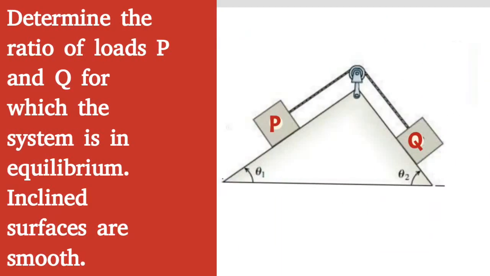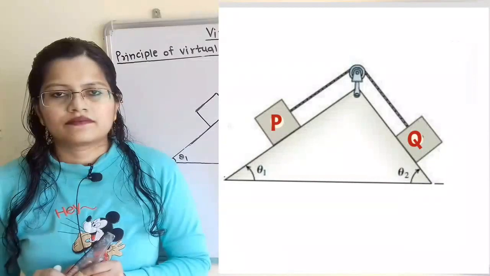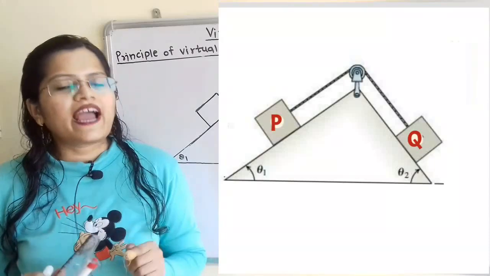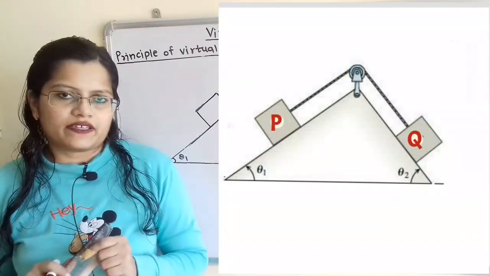Given question, determine the ratio of loads P and Q for which the system is in equilibrium. Inclined surfaces are smooth. For this system in equilibrium, we have to first draw the free body diagram.